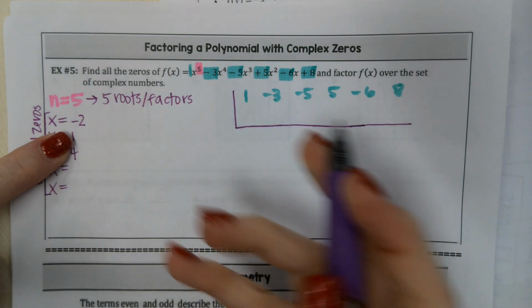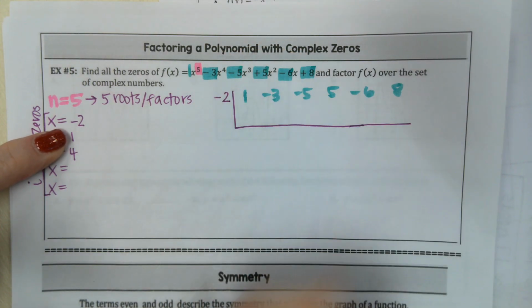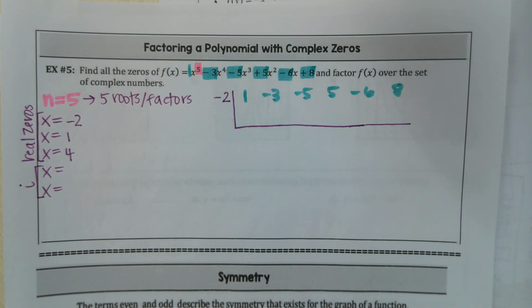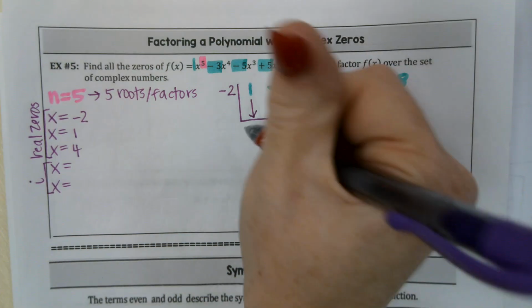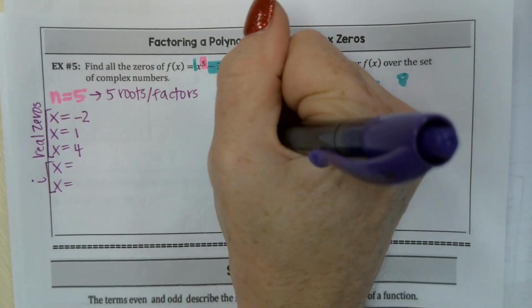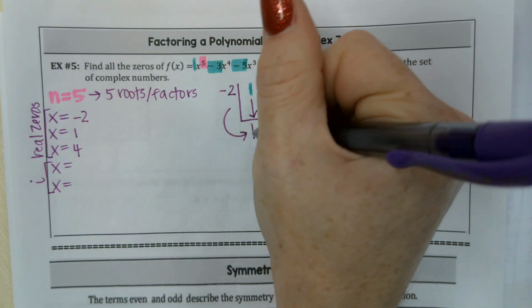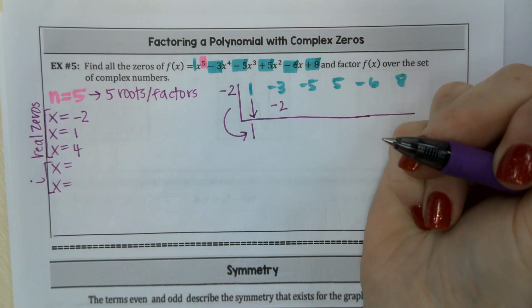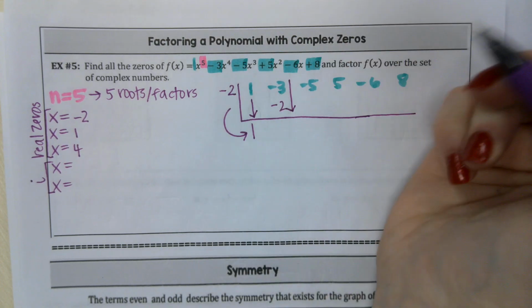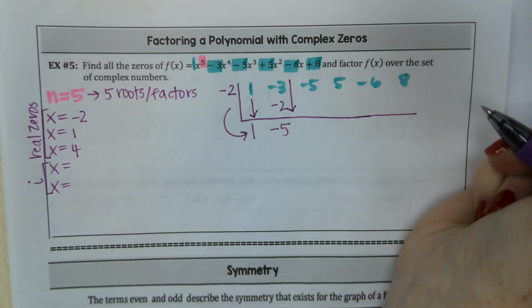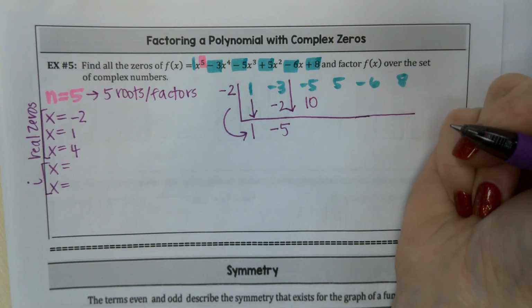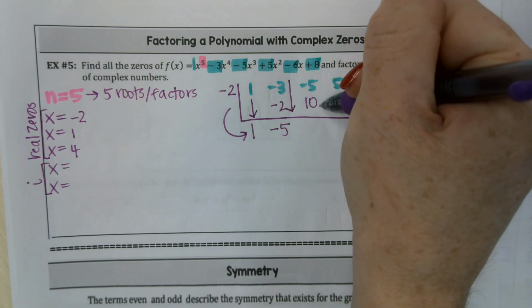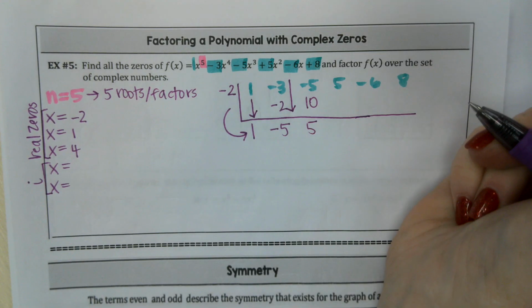I'm going to start right here with this -2. This -2 is the first root that I am going to remove. We always drop down my leading coefficient. On the outside, we multiply. So -2 times 1 is -2. And then we add those together. That gives me -5. Then -2 times -5 is +10. -5 plus 10 is +5.